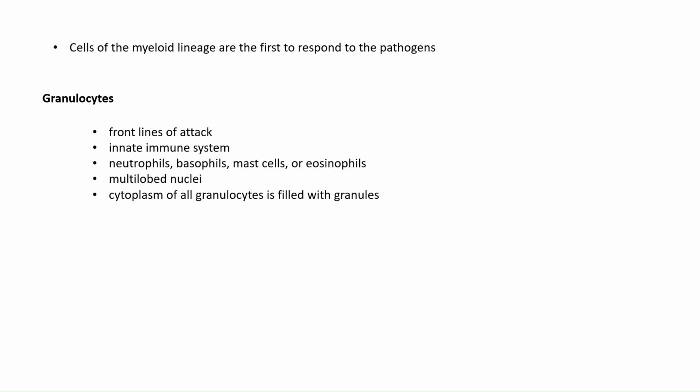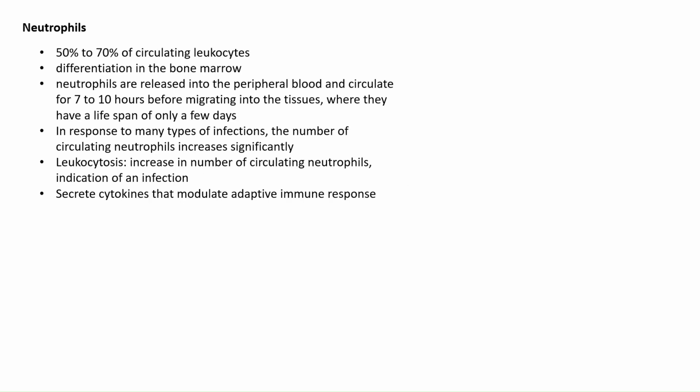So granulocytes are the front lines of attack. Whenever any pathogens enter our body, these are the cells that are in the front line to attack the pathogens. They are part of our innate immune system. Granulocytes include neutrophils, basophils, mast cells and eosinophils. The nucleus of these granulocytes is multilobed, and as the name suggests, the cytoplasm of all the granulocytes is filled with granules.